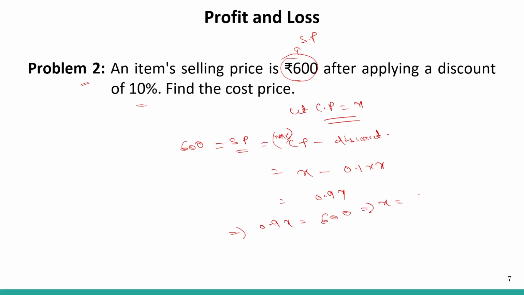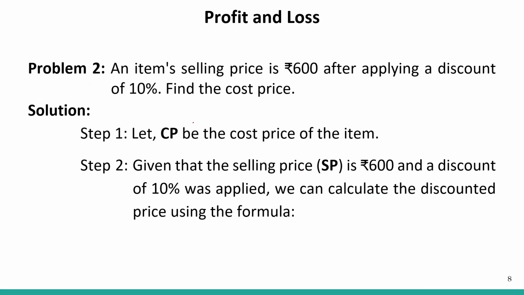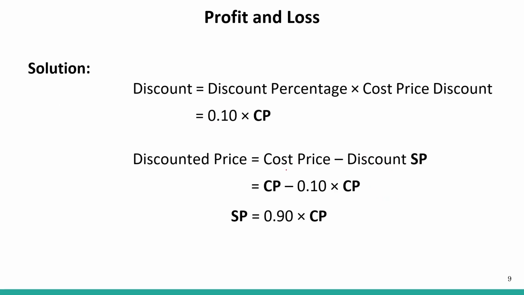So X will be equal to 600 into 100 by 90, right? So this will be 200 by 3 into 100, which is equal to 20,000 by 3. So this is the cost price of that item. Given that the selling price SP is this much and a 10% discount was applied, the discounted price is equal to cost price minus discount.